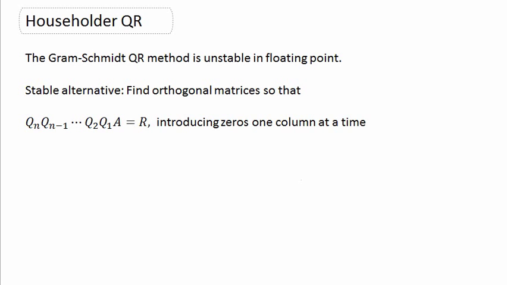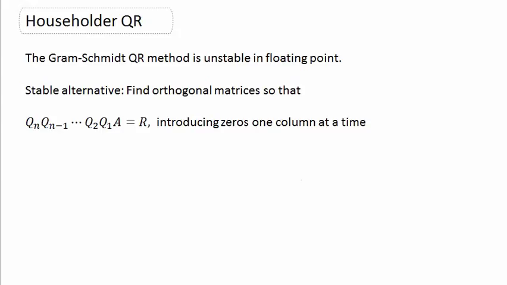I've already mentioned the fact that the Gram-Schmidt process that we use in theory to derive the QR factorization is in fact an unstable method if you implement it in floating point arithmetic. So the stable alternative to that proceeds much like LU factorization does, except with orthogonal matrices.